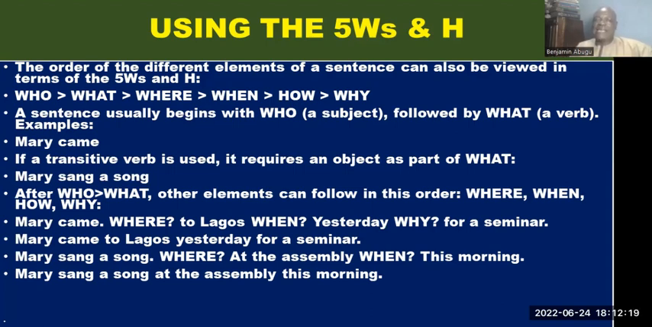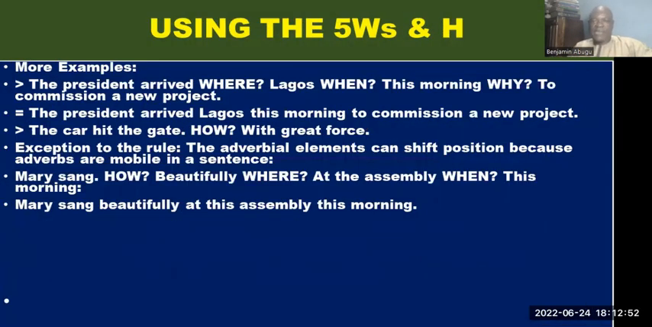Now, as I earlier said, some of these elements can be combined to form a sentence. And we saw various possibilities when we looked at the various different types of word order with examples. So Mary sang a song where? At the assembly. When? This morning. When we put them together, Mary sang a song at the assembly this morning. Now let's move a little bit further. Still using the 5 W's and H, we look at more examples.